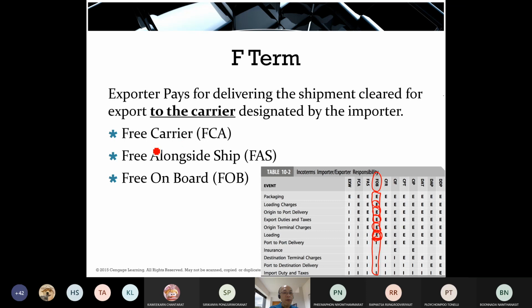FOB is a very popular term in international trade. If you have worked for an international ocean liner or some freight forwarder company, you would see a lot of FOB here.